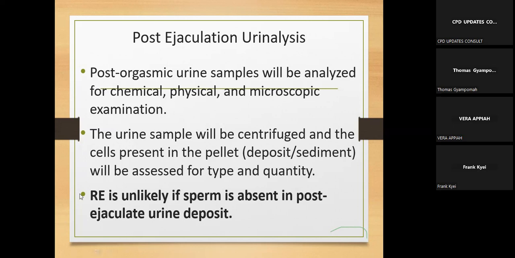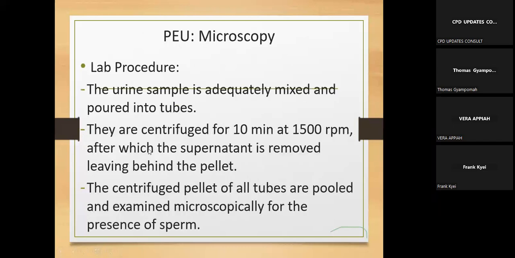All right. So, like I said, RE, and this RE is not routine urinalysis. This RE is retrograde ejaculation. It's unlikely if sperm is absent in post-ejaculate urine deposit. All right. RE is unlikely if sperm is absent in post-ejaculate urine deposit. I want to see if somebody will ask me a very critical question here. Retrograde ejaculation is unlikely if sperm is absent in the post-ejaculate urine deposit. I want somebody to ask me a very critical question here, and then I'll know that you are following the discussion.